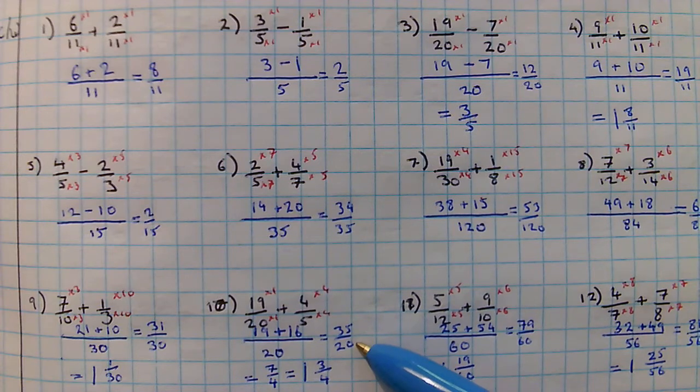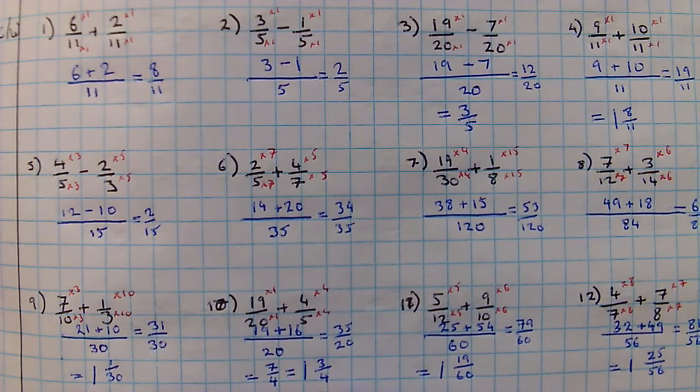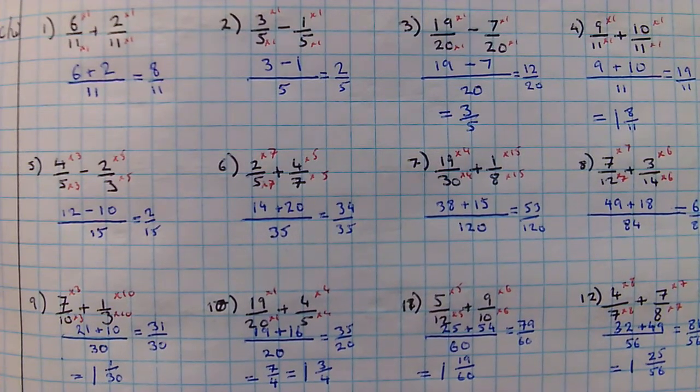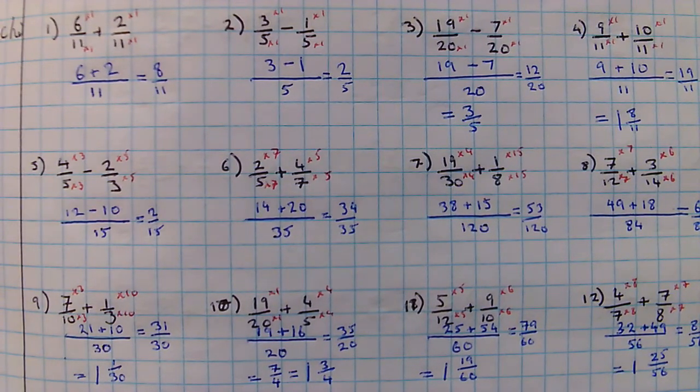Question 10 can both be simplified and turned into a mixed number. It doesn't matter whether you simplify it first to give you 7 out of 4 and change that into 1 3/4, or change it to a mixed number first. If you changed it to a mixed number first, it would have given you 1 and 15 over 20, and the 15 over 20 part can be simplified to 3/4. Questions 11 and 12, again, just make sure that you change them to a mixed number.